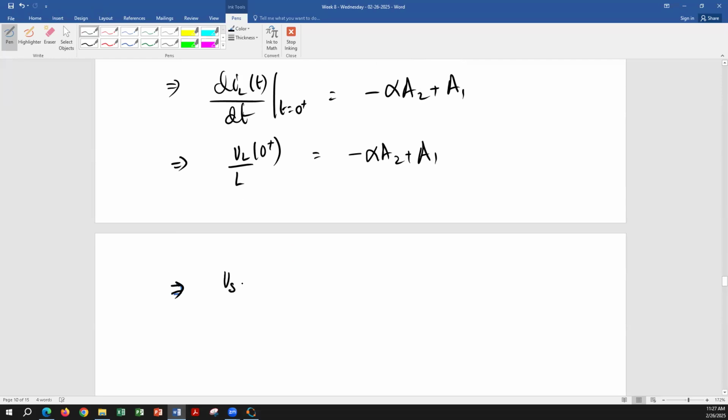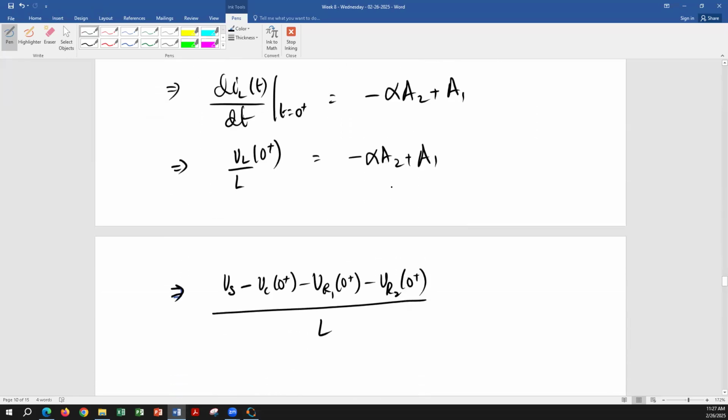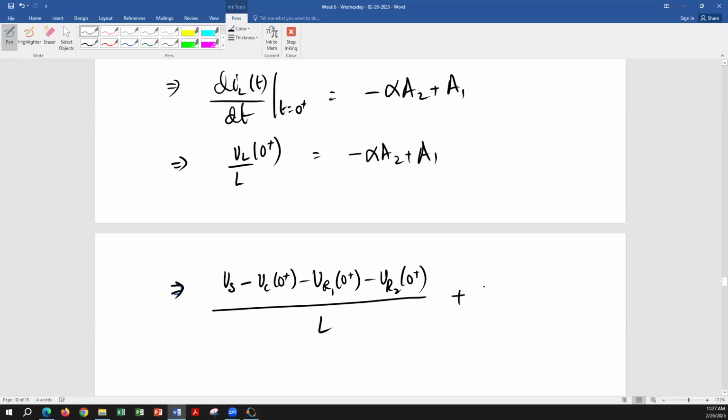VL at 0 positive is VS minus VC at 0 positive minus VR1 at 0 positive minus VR2 at 0 positive, over L. And then since we already know what A2 is, I'm going to bring A2 to the other side, plus alpha A2 is equal to A1. We know VC at 0 positive. We know VS. What will be VR1 and VR2 at 0 positive?